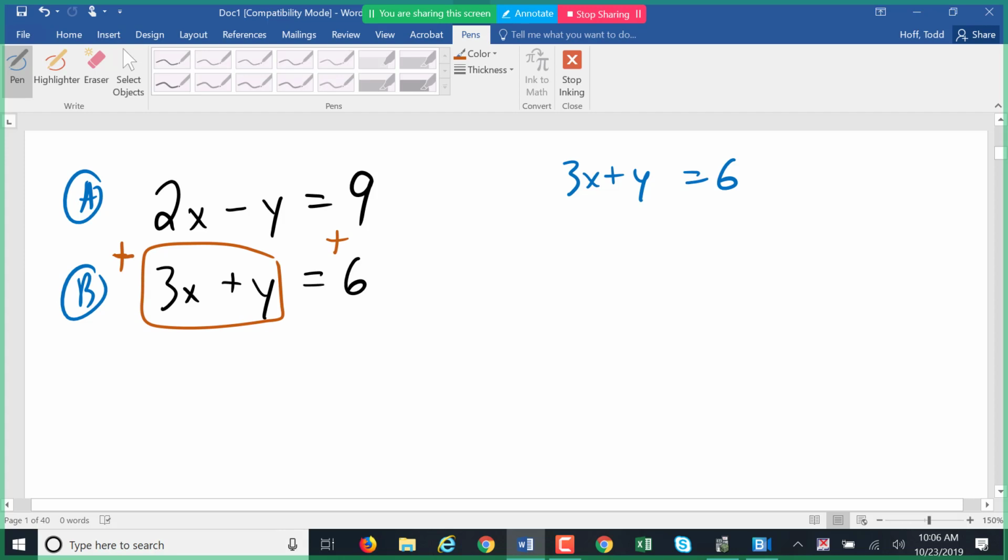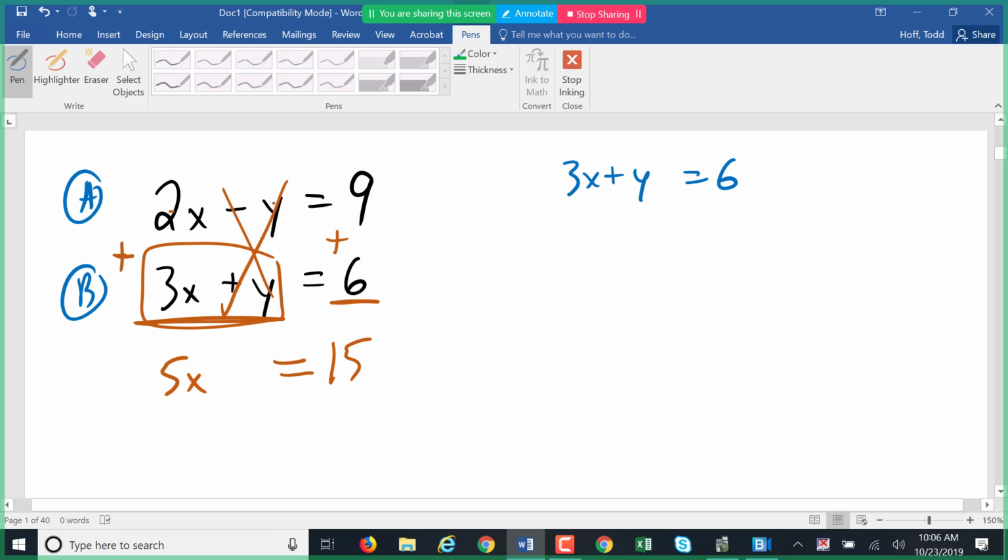So since 3x plus y equals 6, I'm going to add 3x plus y to the left side of equation A, and I'm going to add 6 to the right side of equation A. So 2x minus y plus 3x plus y. Well, the 2x and the 3x make 5x. Negative y and positive y cancel out. It's gone. Equals 9 plus 6 is 15.